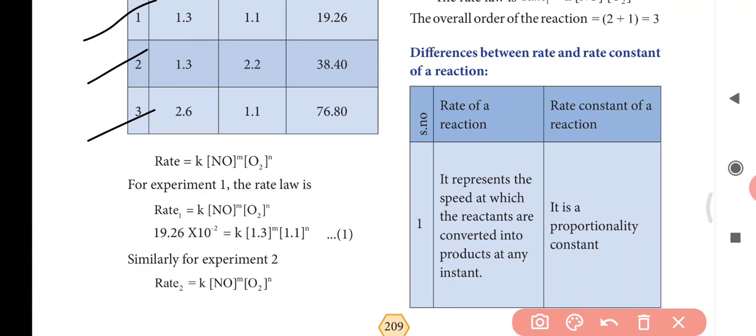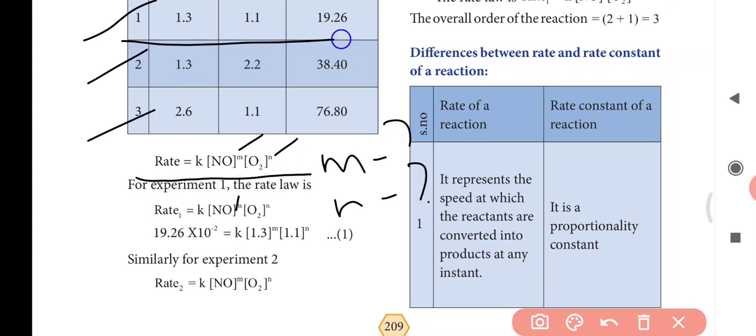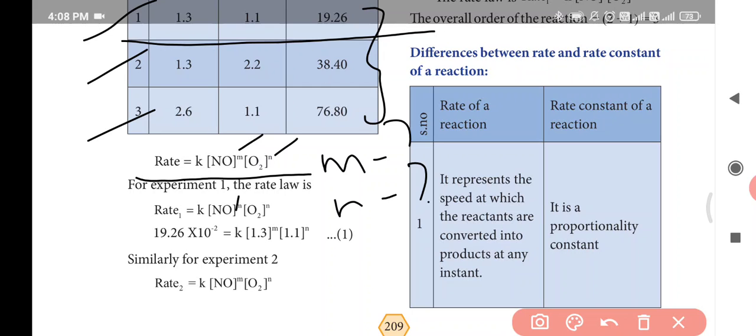Rate equals k times the concentration of nitric oxide to the power m, times the concentration of oxygen to the power n. Here m and n are the orders of reaction. In this calculation, we are going to find the orders of reaction, m and n. We have three experiments, so we write the rate law as rate 1, rate 2 and rate 3.